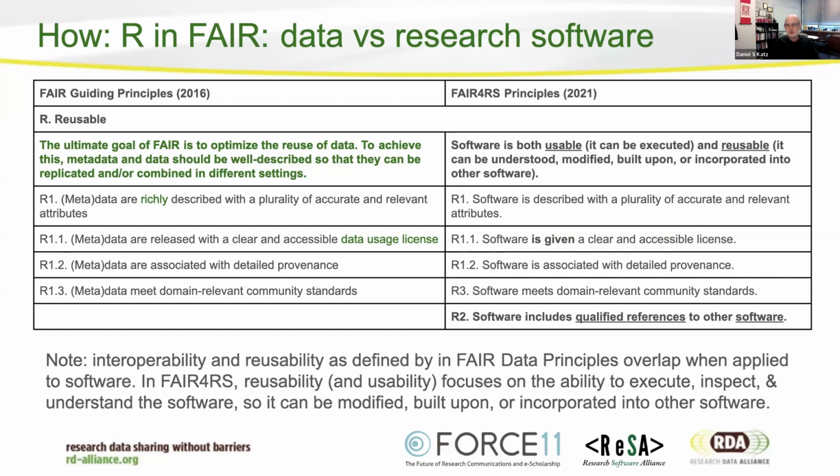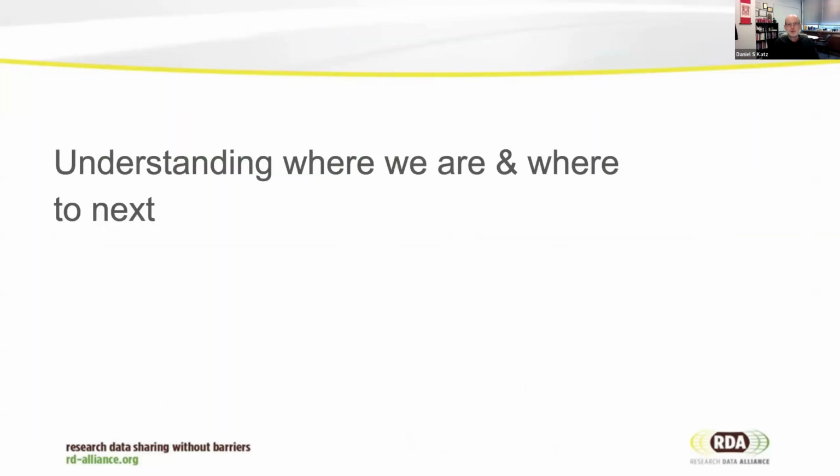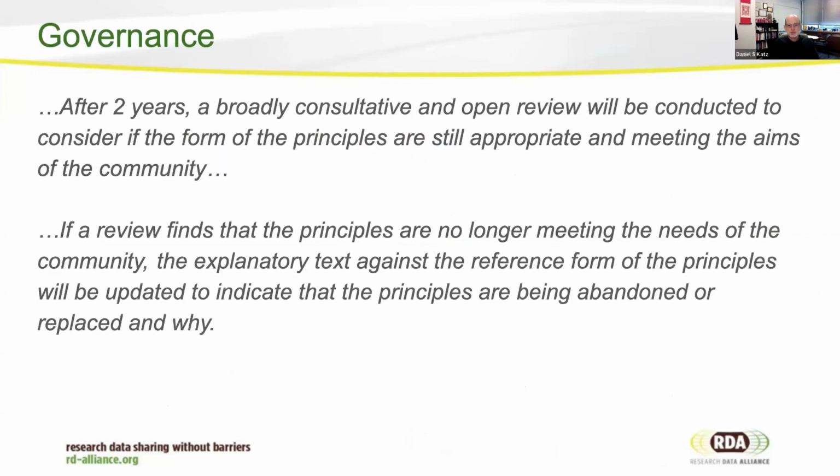So again, we can come back to these when we get done. We're trying to leave a lot of time for questions. But now we'll go on to just where we are and where we're going. As we said, in the governance working group and in the principles themselves, we said that after 2 years, a broadly consultative and open review will be conducted to consider if the form of the principles is still appropriate in meeting the aims of the community. And if that review finds that something needs to be done, we'll update the text and explain why the principles are either being abandoned or replaced or altered, and why we're doing that.